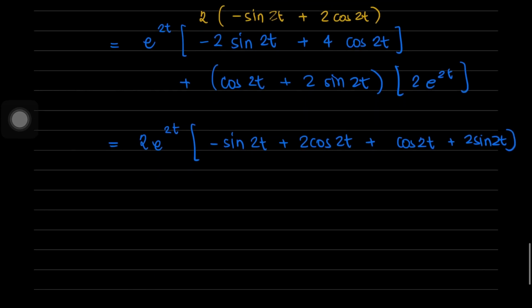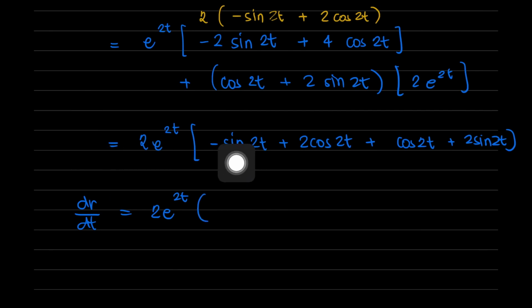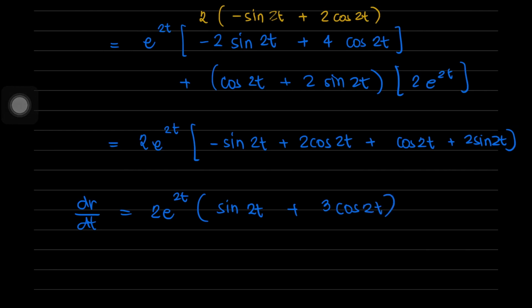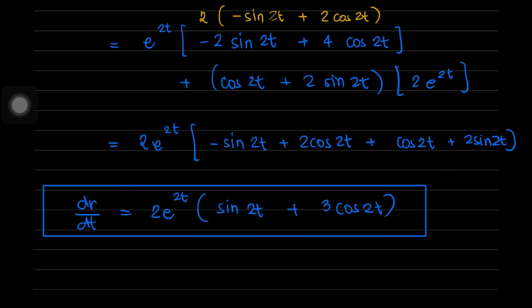Now, collecting similar terms, dr over dt would now be equal to 2e raised to 2t multiplied by negative sine of 2t plus 2 sine of 2t, which will give us sine of 2t, and 2 cosine of 2t plus cosine of 2t will give us 3 cosine of 2t. So this is now our final answer.